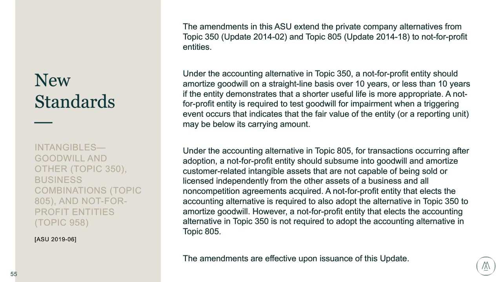ASU 2019-06, intangibles, goodwill, and other business combinations and not-for-profit entities. This extends the private company alternatives from topic 350 to topic 850 to NFP entities. There is no effective date as of right now. The amendments will be effective upon issuance of the update.